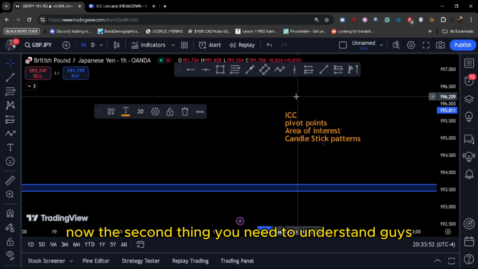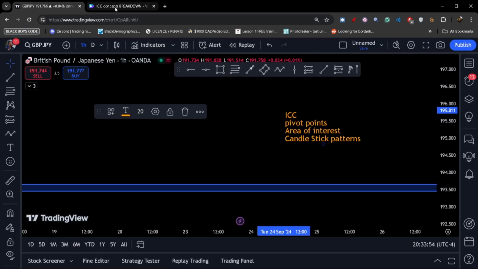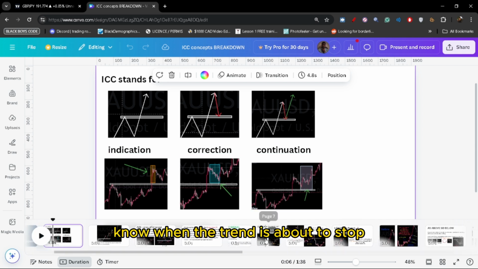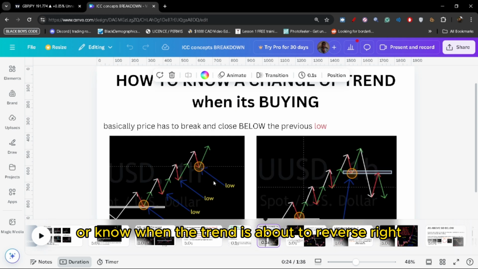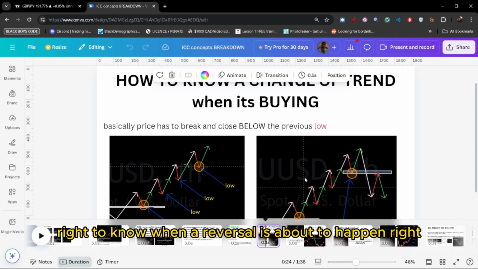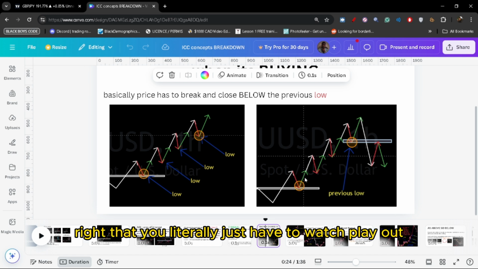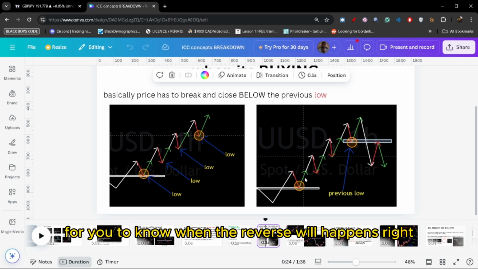Now, the second term you need to understand is the pivot point. This pivot point is very, very important because it's going to help you know when the trend is about to stop or about to reverse. So we use pivot points to know when a reversal is about to happen. I'm sure you've asked yourself, when is a reversal happening? How do I know? With this strategy called the ICC concept, it gives you a system that you just watch play out to know when the reversal happens.